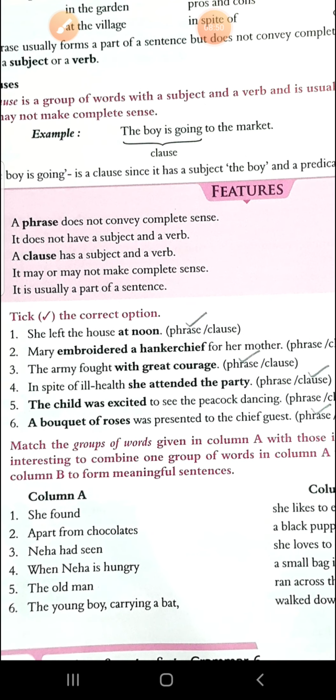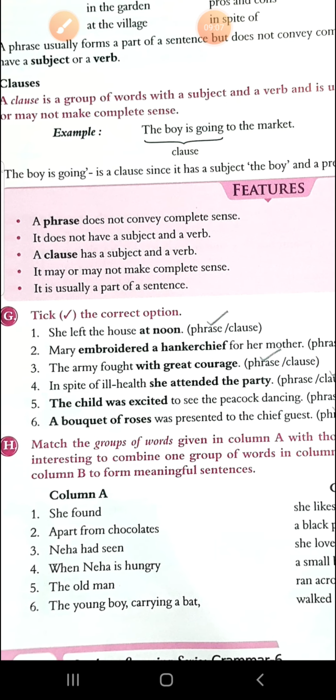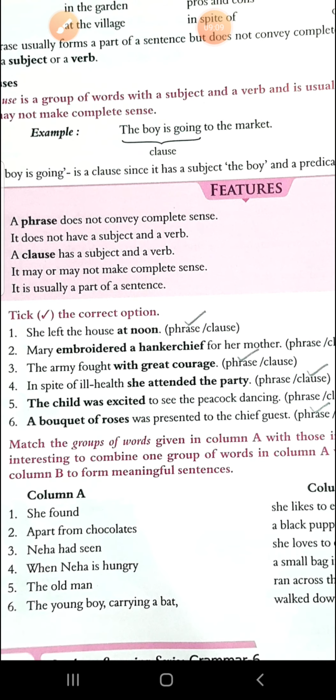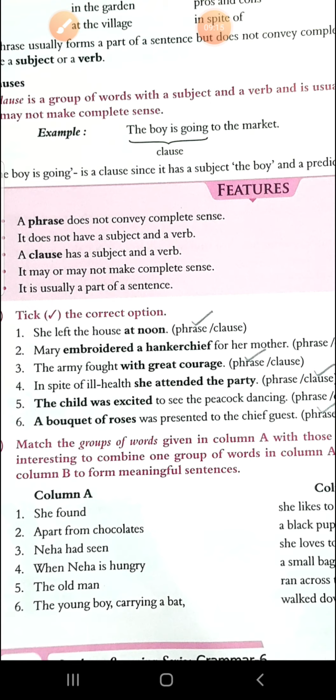Fourth is, in spite of ill health, she attended the party. Here you can see this bold one, she attended the party. So she is the subject, attended is your verb. So it is a clause. Then see the fifth one, the child was excited to see the peacock dancing. So the bold words, the child was excited. You can see the child is the subject, was excited is your verb part. So this is a clause.